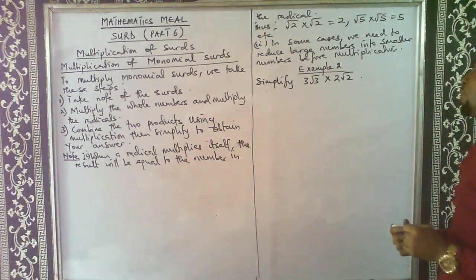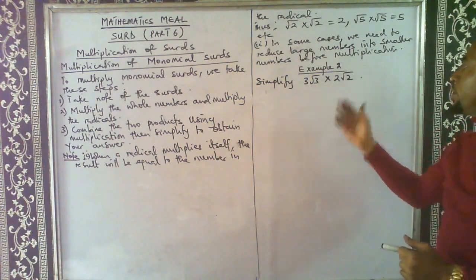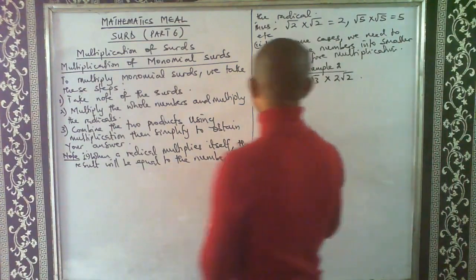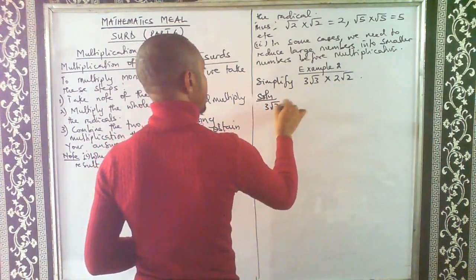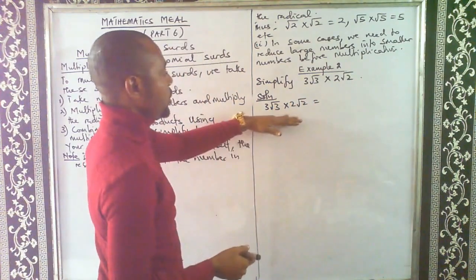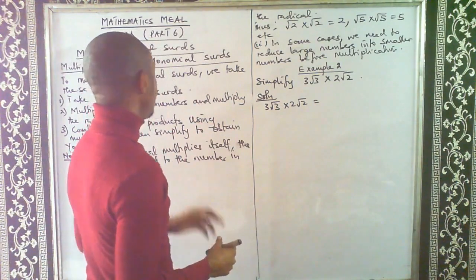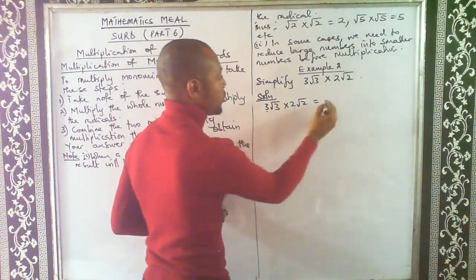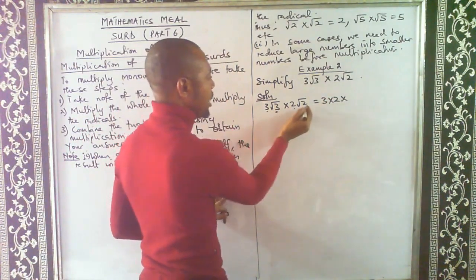In this case now, we have whole numbers, and then we have radicals. So we can handle this. Take note of the surd. That's what we are asked to do in our first step. So 3 root 3 times 2 root 2. We have taken note of this surd. They said multiply the whole numbers and then multiply the radicals. Where are the whole numbers? 3 and 2. So 3 times 2 times, where are the radicals? Root 3 and root 2.